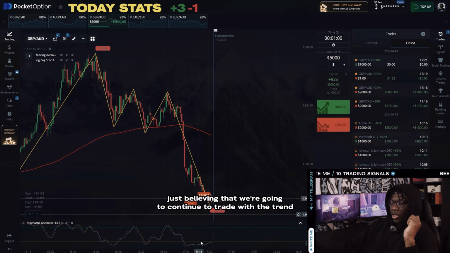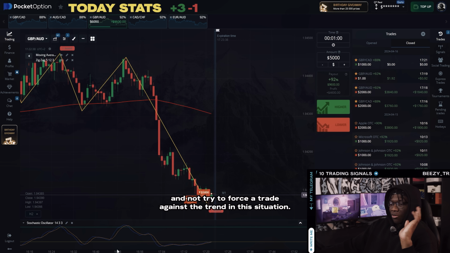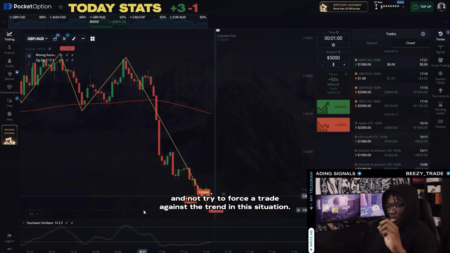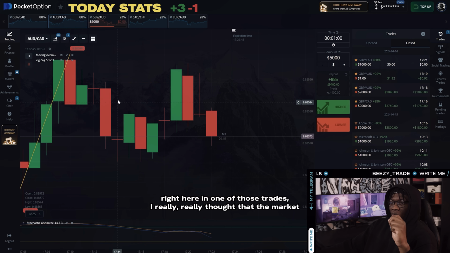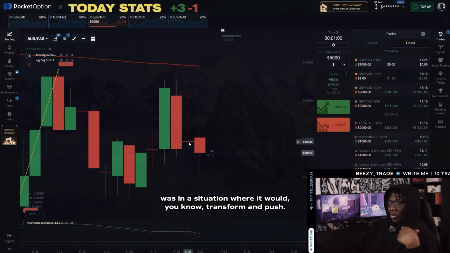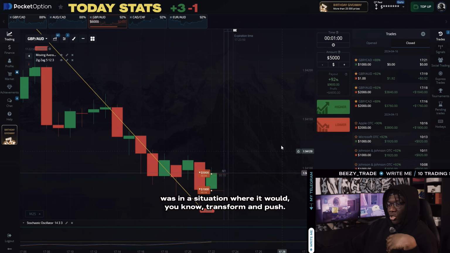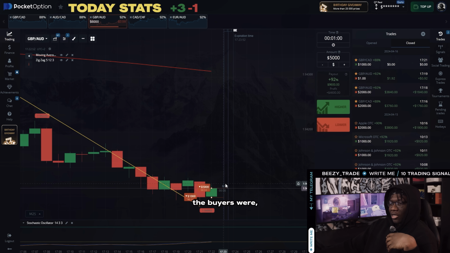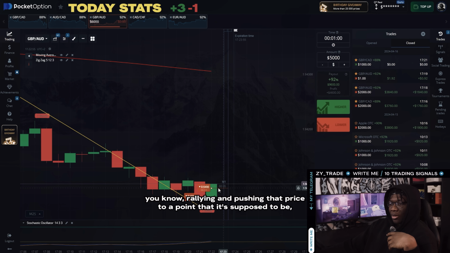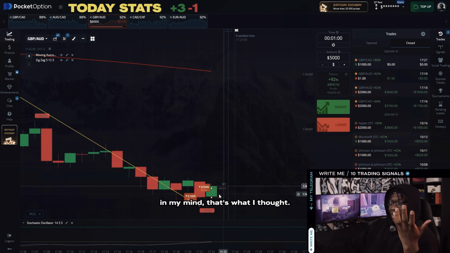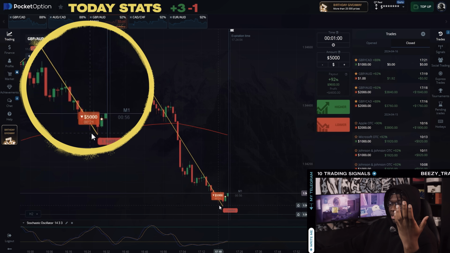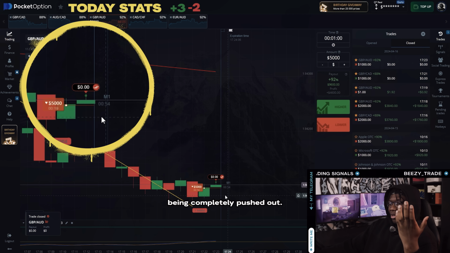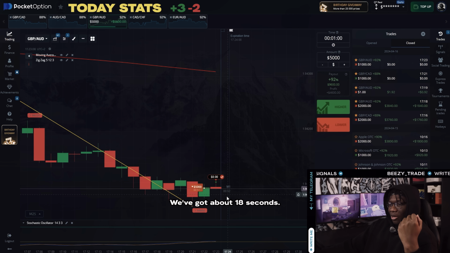Just believing that we're gonna continue to trade with the trend and not try to force a trade against the trend in this situation. Because even though right here in one of those trades, I really thought that the market was in a situation where it would transform and push. The buyers were rallying and pushing that price to a point that it's supposed to be. In my mind, that's what I thought. And as you can see now, we can see the sellers being completely pushed out. And we lost another 1,000. We've got about 18 seconds.